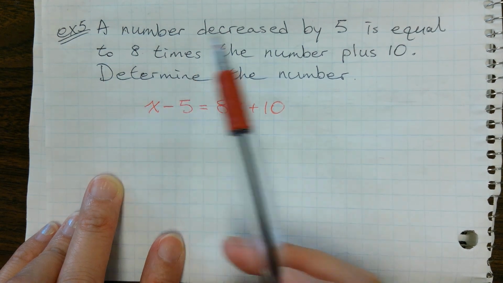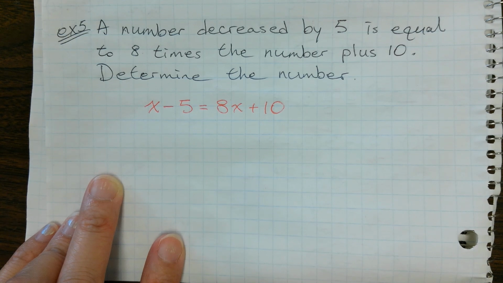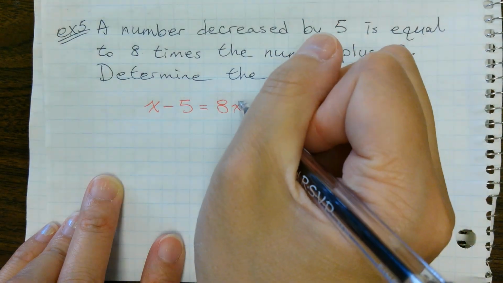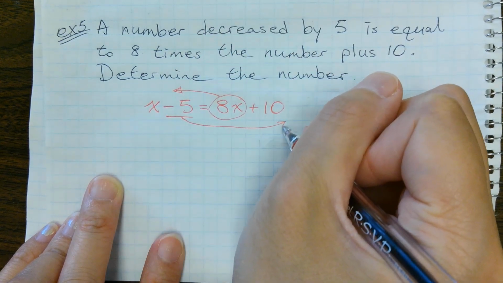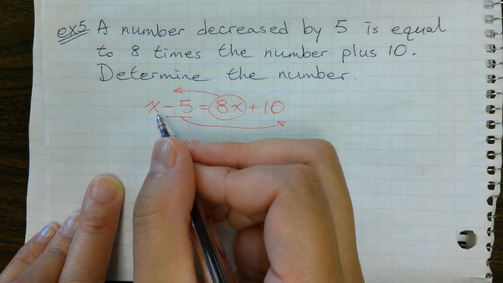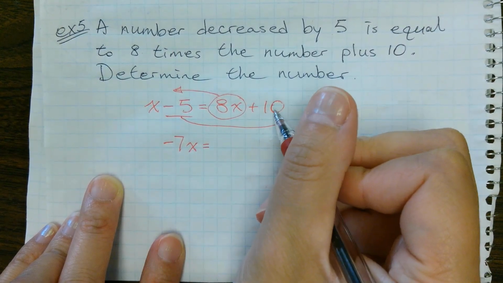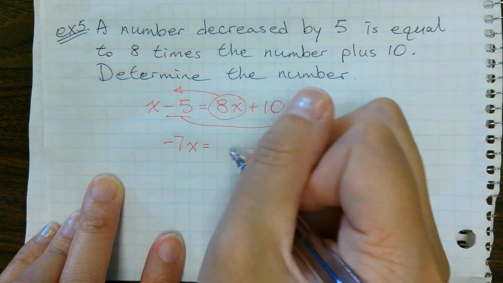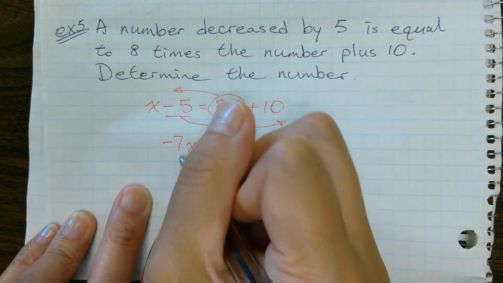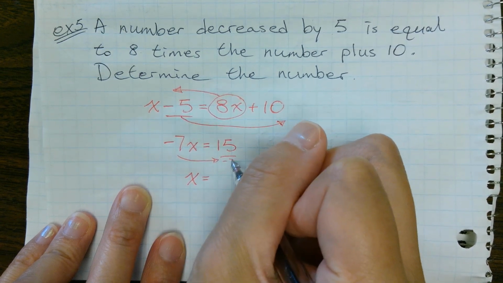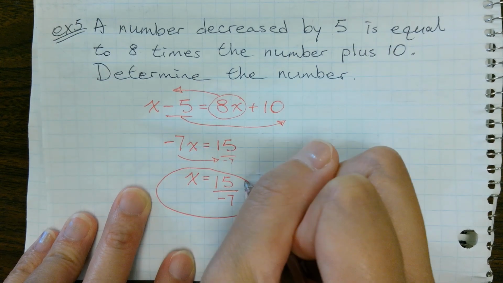Okay, so literally translating each of these words into a number expression. Okay, move this over. Don't forget to change the sign. So x minus 8x gives us negative 7x. And then 10 plus the 5 gives us 15. So what is x? 15 over negative 7. That's right.